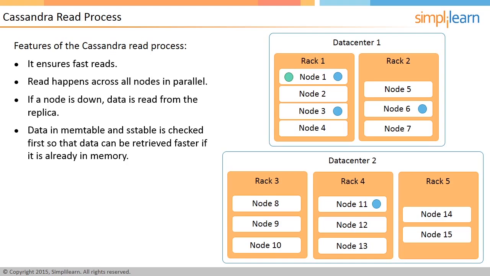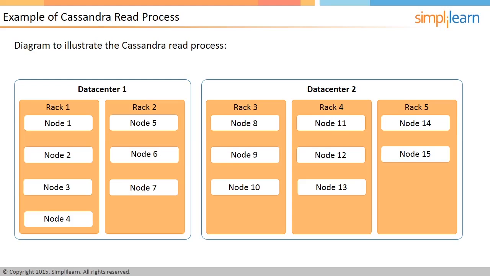The diagram represents a Cassandra cluster. It has two data centers, Data Center 1 and Data Center 2. Data Center 1 has 2 racks, while Data Center 2 has 3 racks. 15 nodes are distributed across this cluster, with nodes 1 to 4 on rack 1, nodes 5 to 7 on rack 2, and so on.